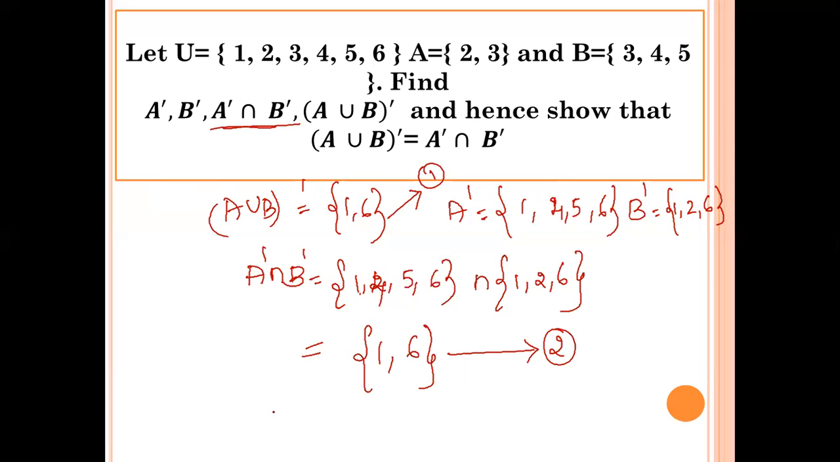So from 1 and 2 what can you show? A dash intersection B dash is equal to A union B whole dash.